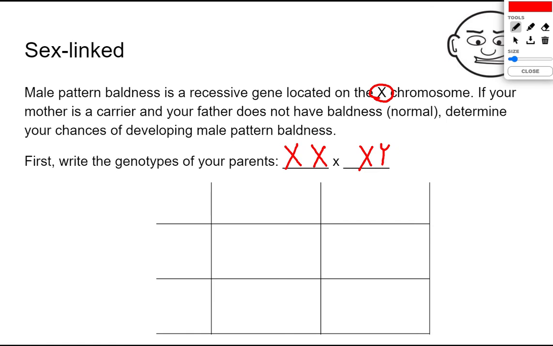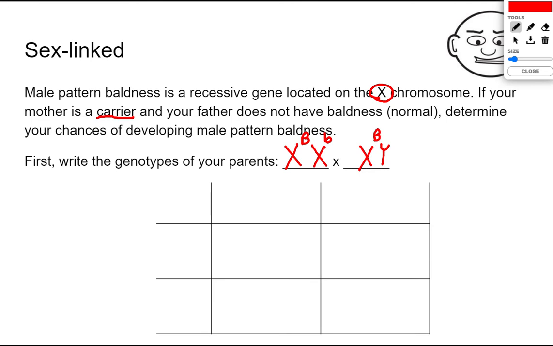It says here that your mother is a carrier for male pattern baldness. A carrier, you should be thinking of heterozygous when you think of a carrier, okay? So if you are heterozygous, it looks like this. Big B, little b. Mom is not bald, but mom carries the bald allele. Dad is normal, so he's just a big B.